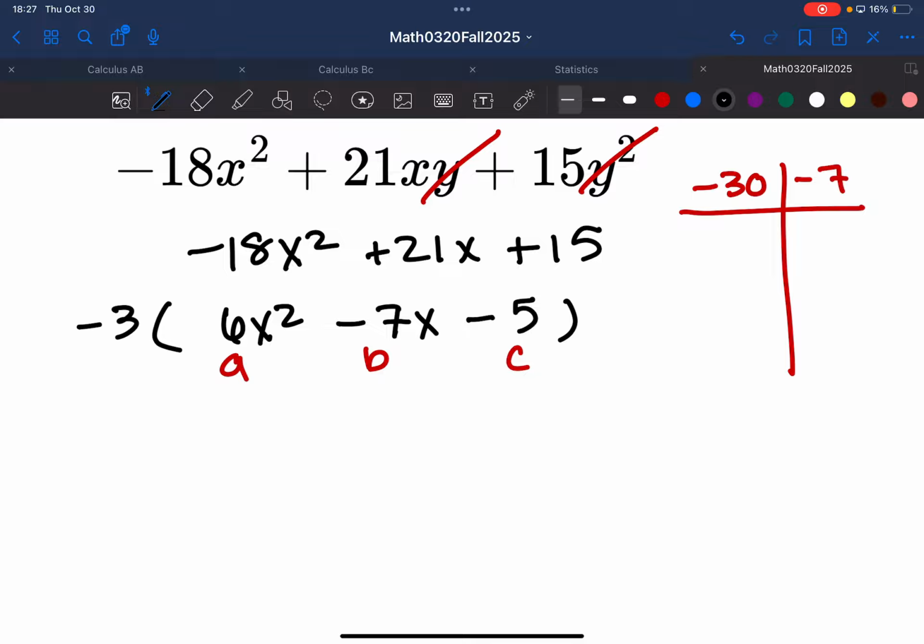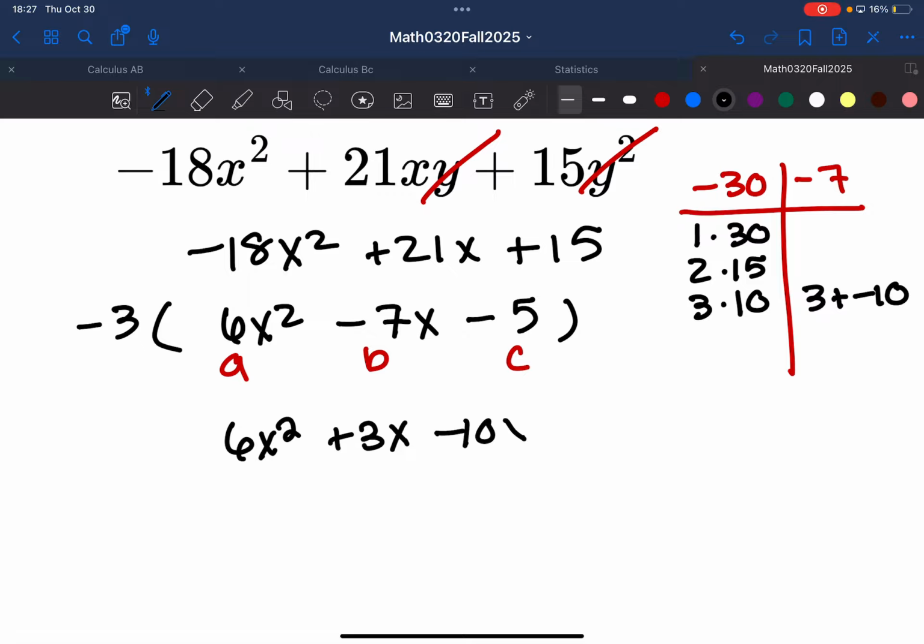So let's first just write down some factors. 1 times 30, 2 times 15, 3 times 10. I'm going to stop there because 3 and 10 work. Which one would have to be negative? The 10. So a positive 3 plus a negative 10 will give us negative 7, and when we multiply, we'll get negative 30. Okay, so I have 6x squared plus 3x minus 10x minus 5.